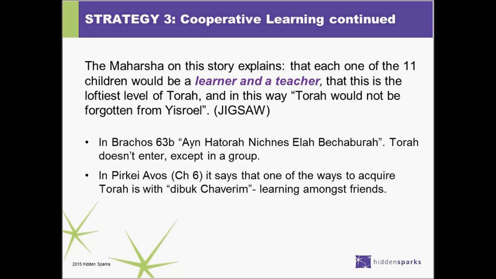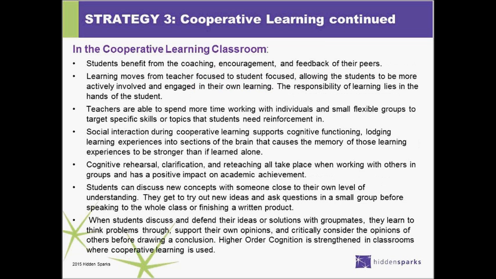In Brachos 63b, Ein HaTorah nechnes ela b'chabura, Torah doesn't enter except in a group. And in Pirkei Avos it says that one of the ways to acquire Torah is with dibuk chaverim, learning amongst friends. These are just some Jewish sources to help us understand the value of learning b'chavrusa and b'chabura, which is also called cooperative learning.